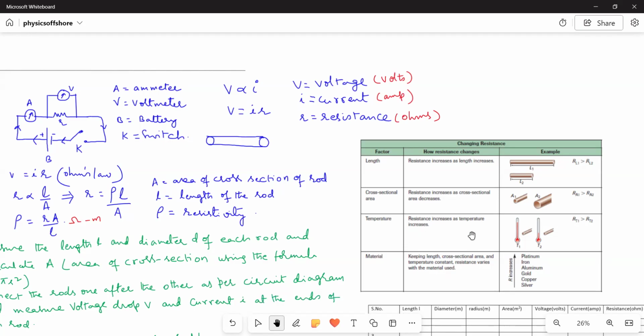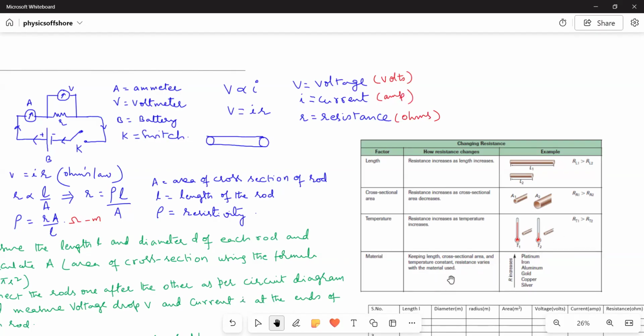As the temperature increases, the resistance increases because the electrons will collide with each other. Because of the random motion, as the internal energy increases, the kinetic energy of the atoms will increase. And because of the random motion, they collide with each other and also the walls of the container. Therefore, the resistance increases. Okay.